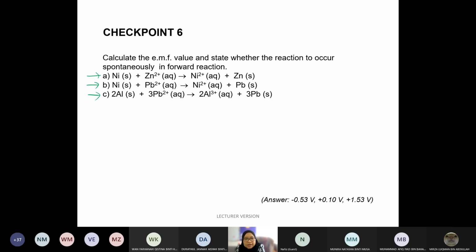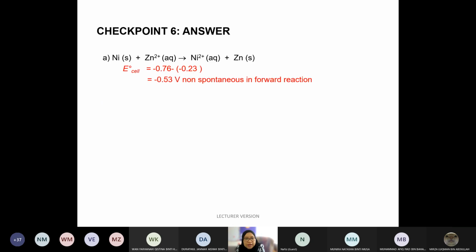See? So A is non-spontaneous. Make sure you get the same value as what we have in the slide. So we confirm the values from the SRP. Make sure that you get the same values for the E naught cell.